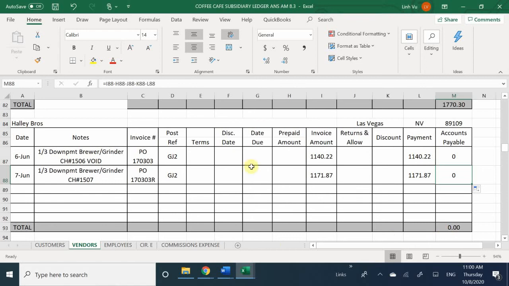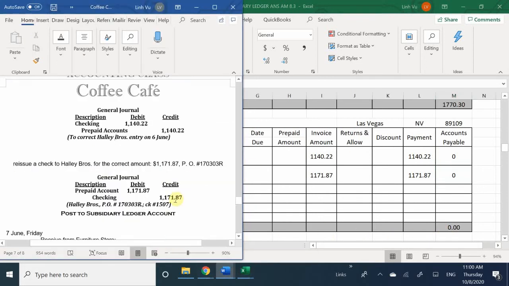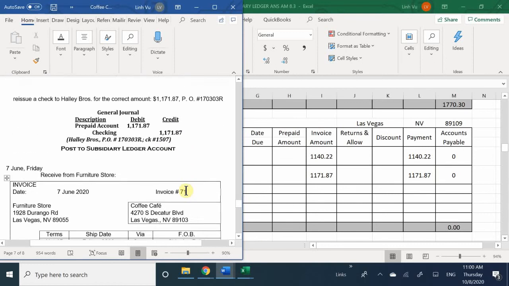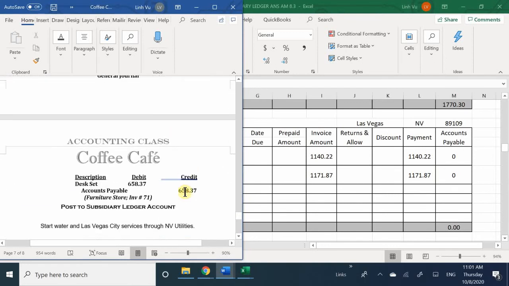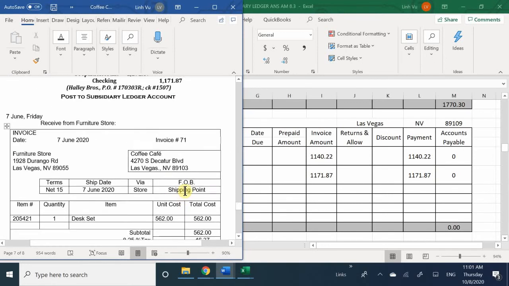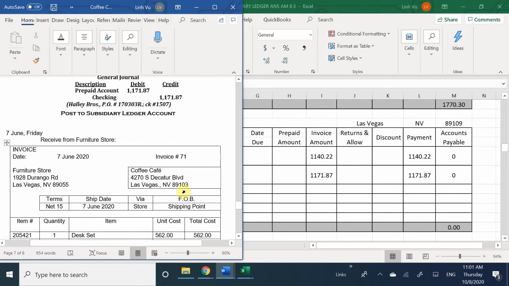So now that we updated our subsidiary ledger, let's go ahead and see what happened next. Okay, good. We got one more transaction. What happened here?